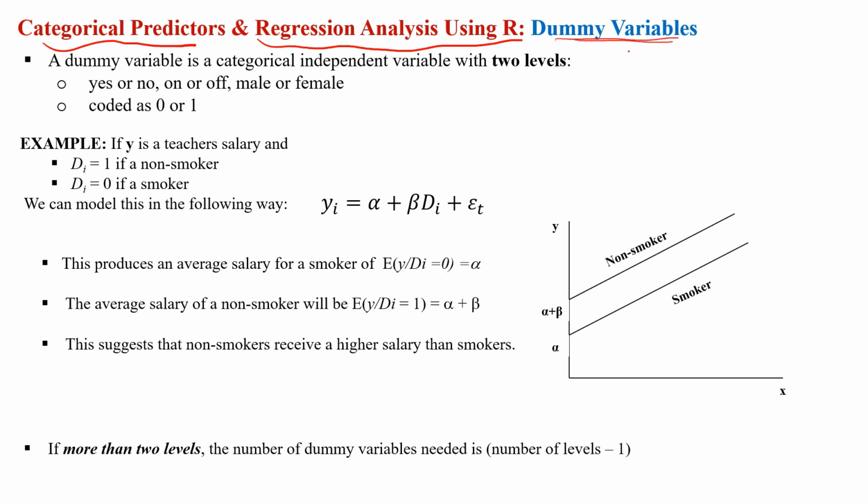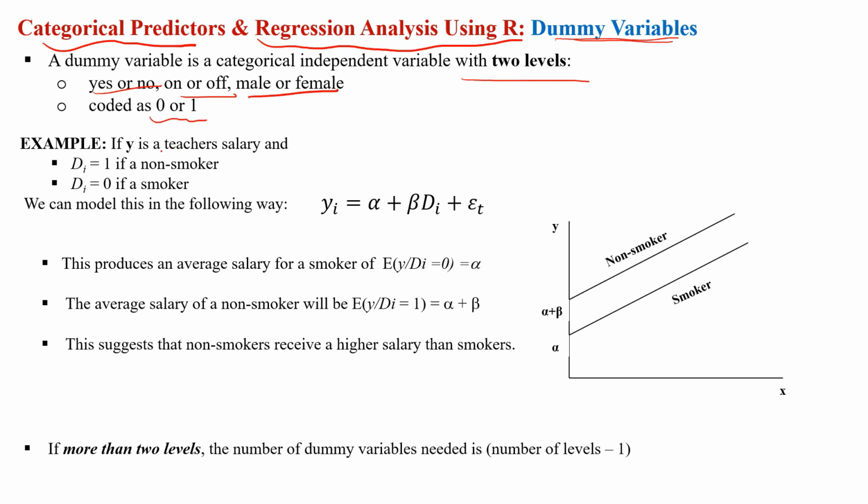What dummy variable means is that we are going to code that categorical variable. Coding means, for example, if we have a two-level category of a variable such as male or female, on or off, yes or no, defective or non-defective, then we can code that particular variable as 0 or 1, as a dummy variable.